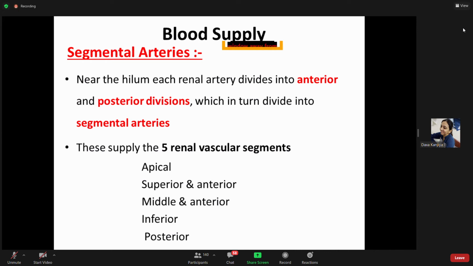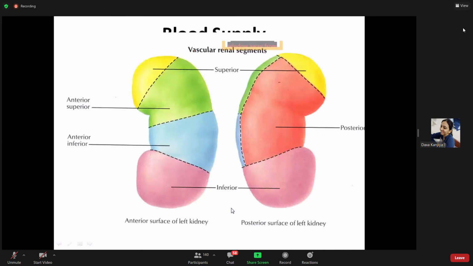So which are the renovascular segments? These are the 5 renal vascular segments: 1 apical, 1 inferior, 1 posterior, and 2 anterior. Superior and anterior, middle and anterior. I will show you the figure. See the anterior surface of the kidney and the segments on the posterior surface.